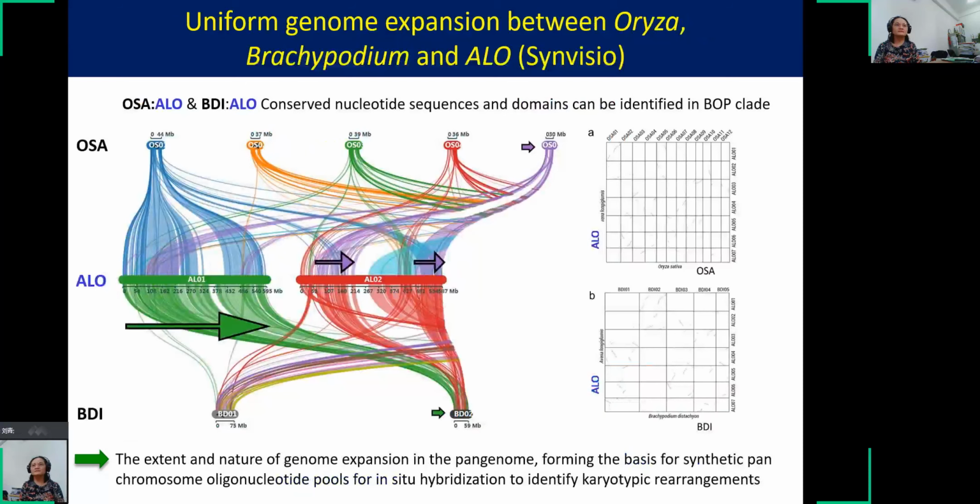Given the high synteny observed in the BOP clade, including Bambusoideae, Oryzoideae, and the Pooideae subfamily, conserved nucleotide sequences and domains can be identified by major linkage blocks in grasses. We suggest that this can form the basis of synthetic pan-chromosomal oligonucleotide pools for FISH to identify the karyotype rearrangements across the ploidy levels.